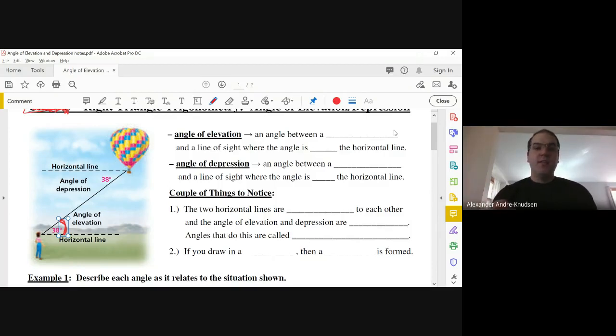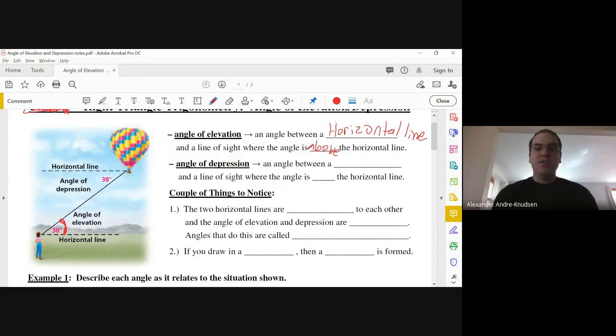So the angle of elevation is the angle between a horizontal line and the line of sight, so the person looking up, where the angle is above that horizontal line. So you see our angle here is above the horizontal line and below the line of sight. That's our angle of elevation.